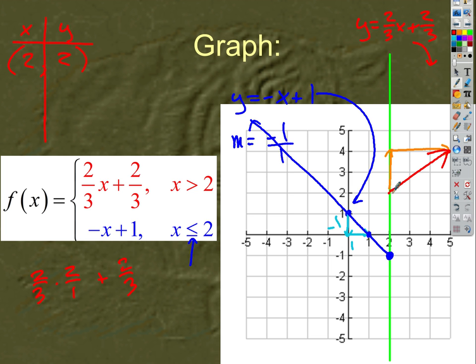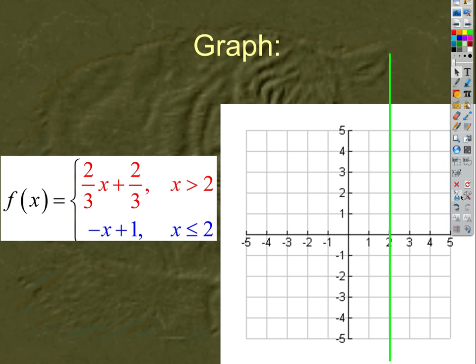Open or closed endpoint? Open, because it doesn't include the equal sign. Remember, only one of the two can ever be closed. So the blue one's closed, the red one's got to be open. That's it. Okay, that's my graph. Right? So that looks pretty messy.